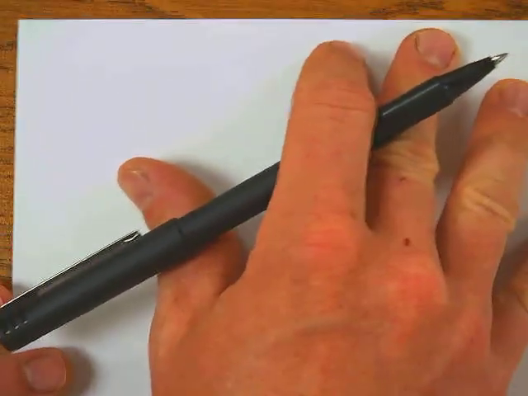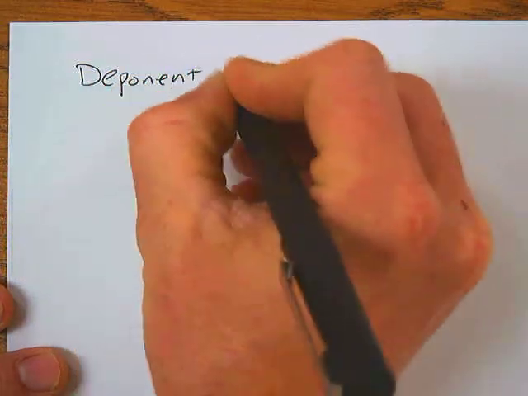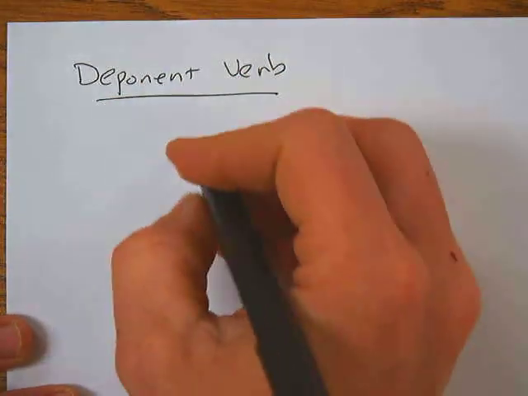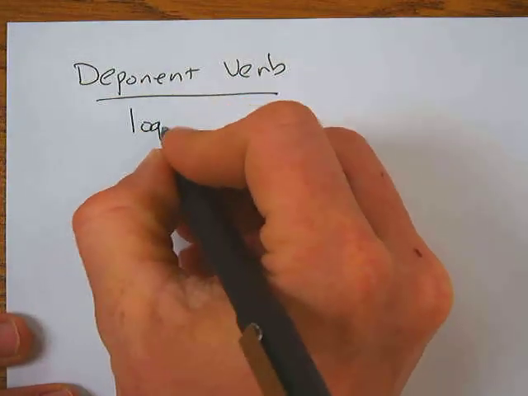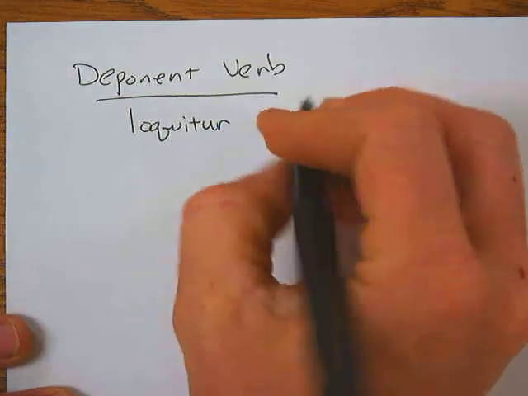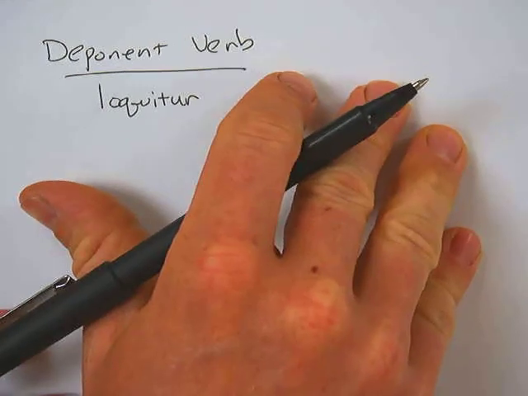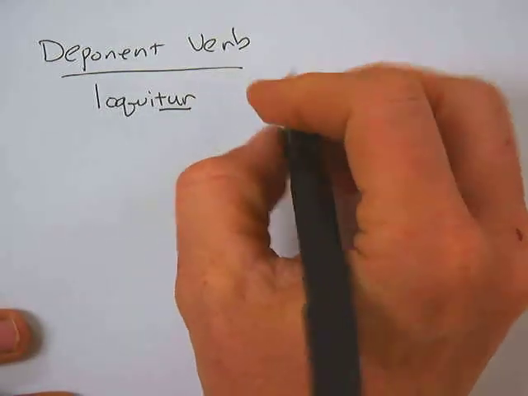A deponent verb is kind of a special case. Okay, it's kind of a mixture of active and passive stuff going on. So deponent verbs, they're very common and they're frequently used. Loquitur, which means he talks, is a deponent verb.